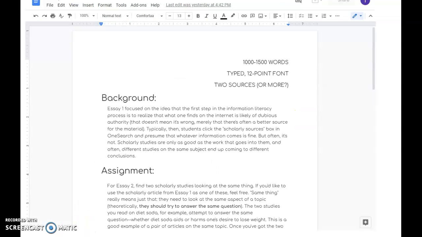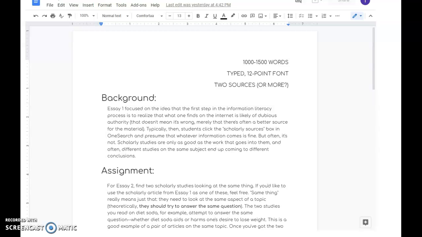Okay, so as I did with our last essay assignment, there's a little bit of background here. Essay 1, of course, focused on this idea that popular sources have some inherent weaknesses to them. That doesn't mean they're bad. There are certainly situations where a popular source is what I might say is good enough. Situations where the question I'm asking and the repercussions of the question I'm asking aren't so serious that if I get it wrong, it's hugely problematic.